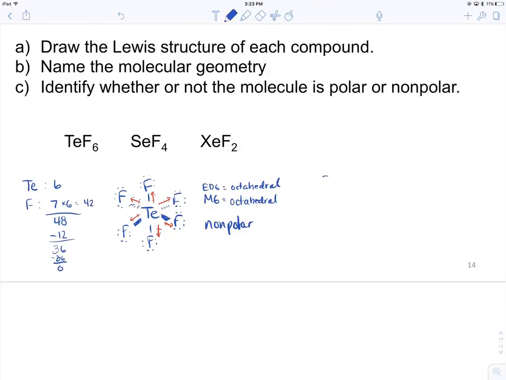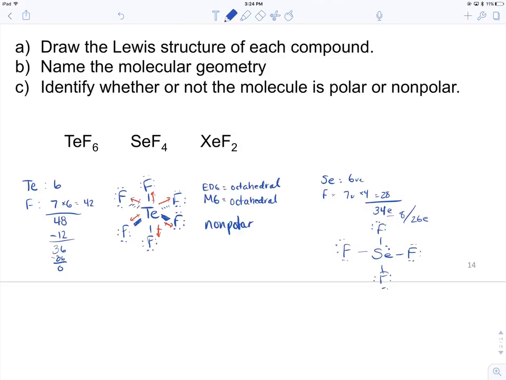Now for selenium tetrafluoride, we have 6 valence electrons with selenium, 7 in fluorine again still, and 4 of those. So we have 28 plus 6, that is 34 electrons. So I'm going to build my framework, and then subtract my 8 electrons. So I have 26 electrons, 2, 4, 6, 8, 10, 12, 14, 16, 18, 20, 22, 24. And that last pair will go on that central selenium atom.